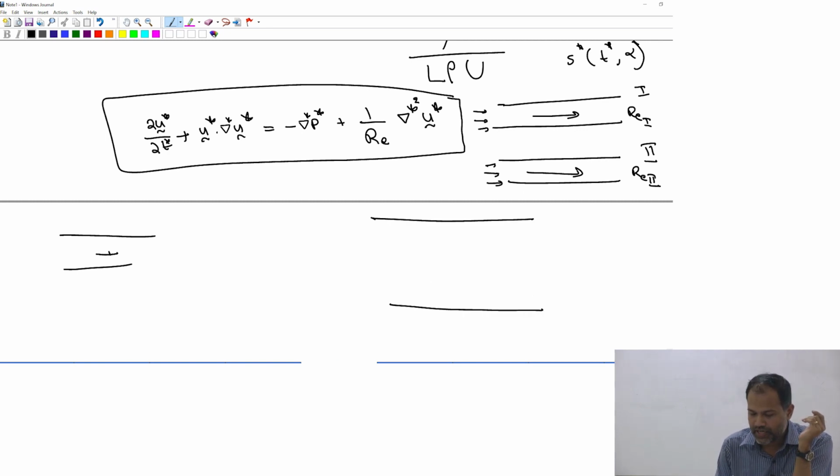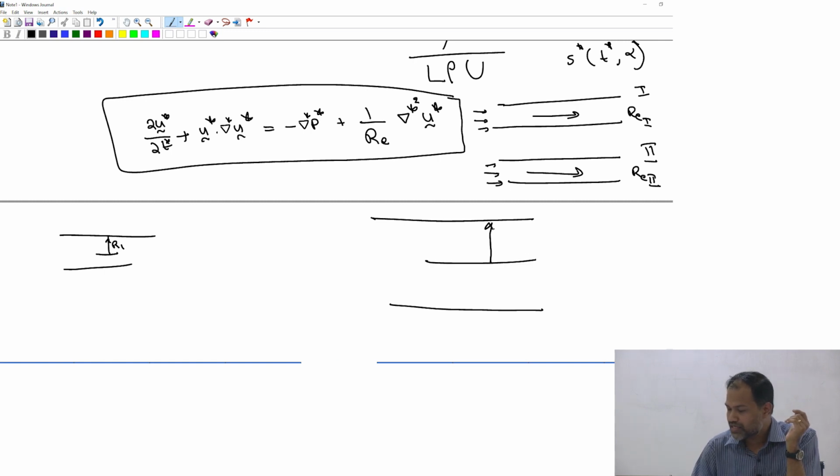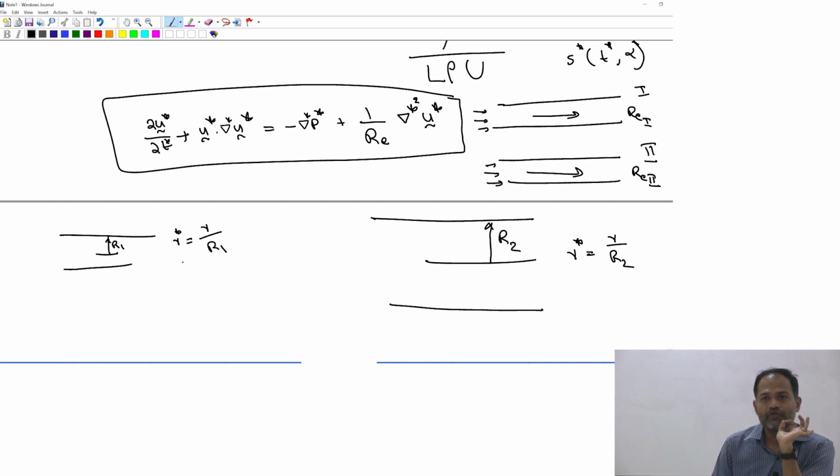Let's say in the small pipe, the radius was R1. In the large pipe, let's say the radius is R2. In the small one, the non-dimensional R star would be R divided by R1. Here, R star would be R divided by R2. So this R star would vary between 0 and 1. Here, the R star would again vary between 0 and 1. So on the scale of 0 to 1, whatever velocity you get will remain the same.